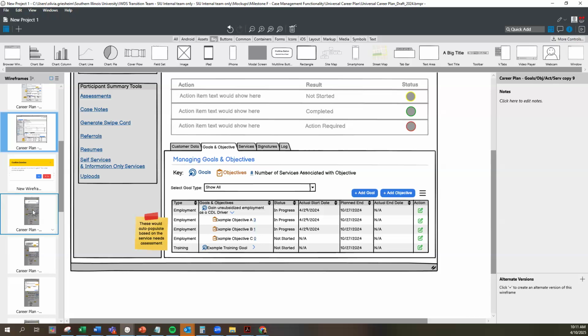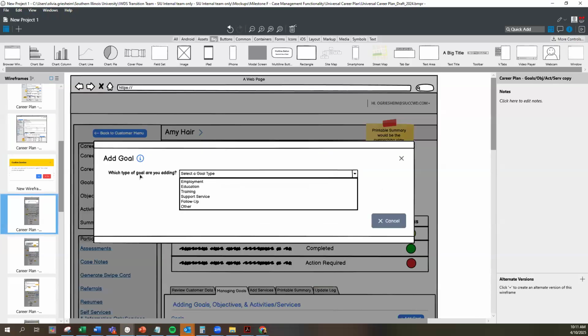One is the list of goals and objectives. So whenever we add a goal, one of the things that we have changed with the IWDS 2.0 is we have categorized goals into various types. So we'll have employment goals, education goals, training goals, support service goals, and follow-up goals, and then other, because we know not every customer is the same. Somebody might have a goal that doesn't quite fall in one of those categories. And so the system is being built to allow for you to add whatever you need, but also give you preset options that can help support the customer and their journey.